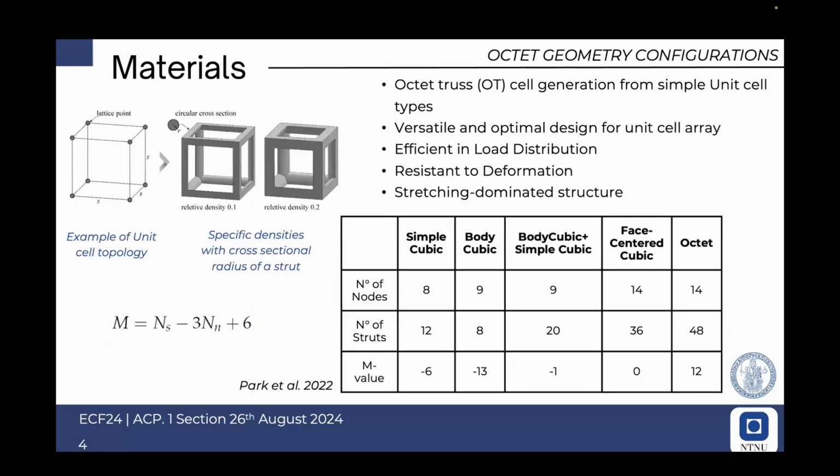So the first step was the selection of two basic unit cells. Just a brief recall. This is an example of unit cell topology. You see that you have nodes and struts, and there is a simple equation, the Maxwell criterion, that can help you in understanding if a unit cell type can be classified as bending dominated or stretching dominated. So in our work, we selected the body cubic unit cell, that is bending dominated, and then we selected the octet, that is a stretching dominated unit.